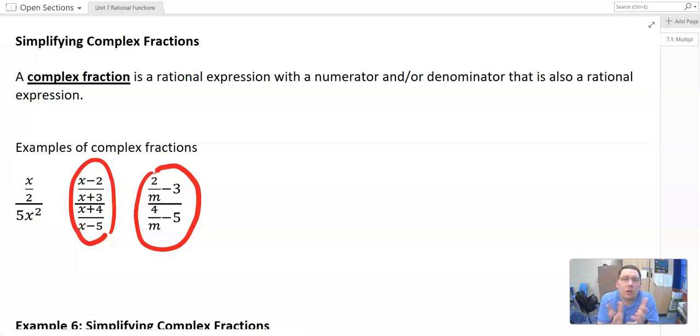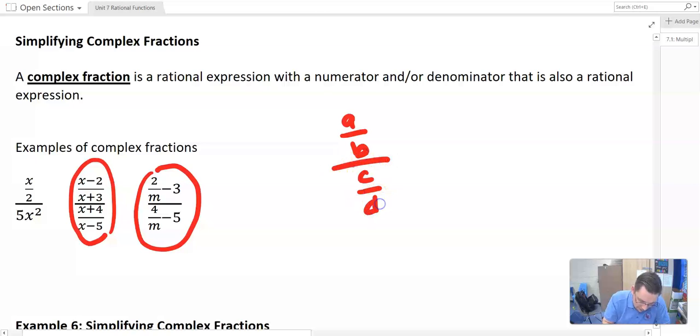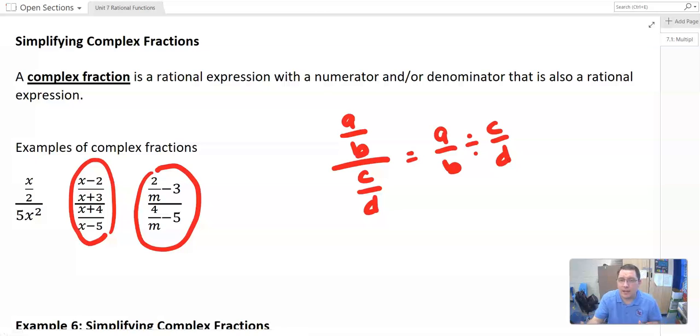Here's the key. What operation is a fraction? It's division, people. So if I have A over B over C over D, this is division, so I can rewrite this as A over B divided by C over D. Now that's just like what we did in the previous example, right? So instead of dividing, we're going to make this what? Multiplication. Multiplying by the reciprocal, so A over B times D over C. So this problem's not as complicated as it looks. Again, when you see that fraction in a fraction, rewrite it as a division problem, and then remember, rewrite the division as a multiplication problem.